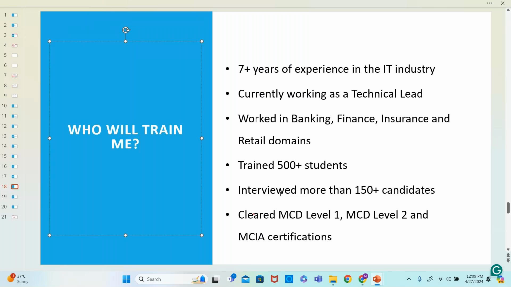I have cleared MCD level 1, MCD level 2, and MCA certifications, and I am a Workato certified professional. Workato is another integration tool, and I have completed almost 3 certifications in that aspect. This is my brief introduction, and I hope I'll be a very good trainer for sure.